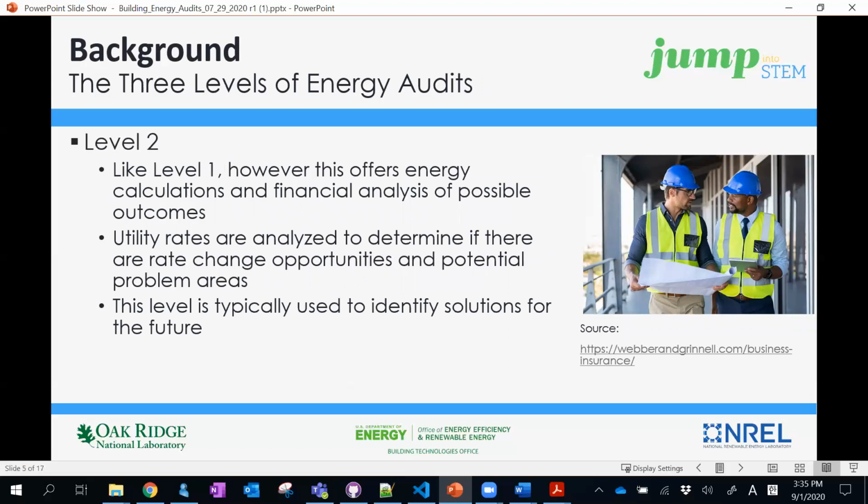Level 2 audits include a more detailed building survey and energy analysis. For example, utility rates are analyzed to determine if there are rate change opportunities and potential problem areas. By examining construction documents and performing a comprehensive on-site visit, the condition of the building envelope and HVAC system and operation and maintenance procedures can be identified, and a baseline for energy usage can be developed to evaluate the cost effectiveness of the pre-selected energy efficient measures.